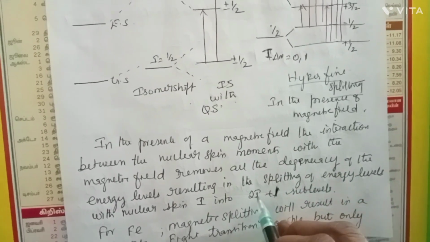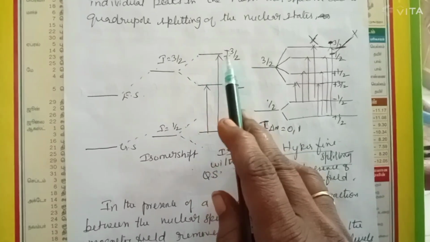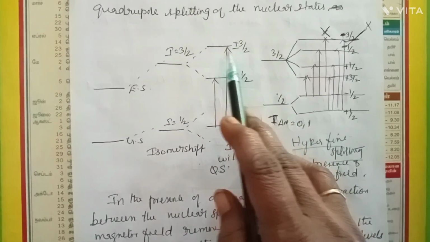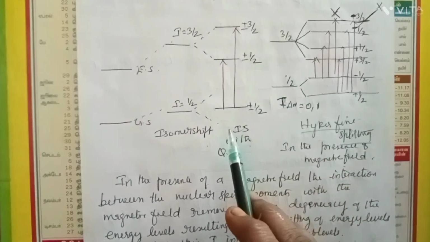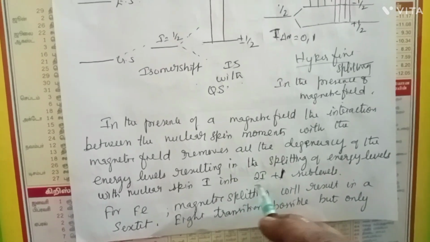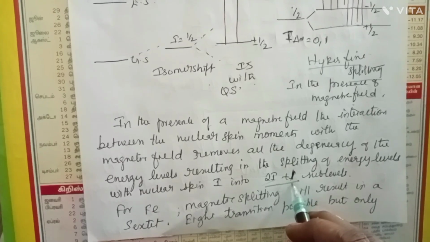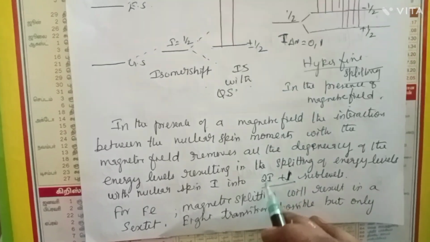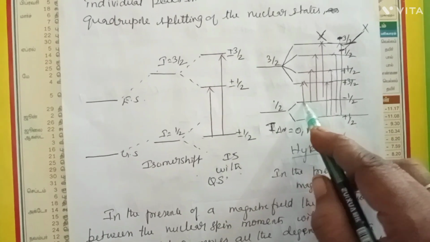So in the presence of a magnetic field, the interaction between the nuclear spin moment and the magnetic field removes all the degeneracy of the energy levels, resulting in the splitting of energy levels with nuclear spin I into 2I plus 1. So in the presence of a magnetic field, degeneracy is removed. That is, the energy levels are no more equal in energy. They are splitting. So the number of splittings is equal to 2I plus 1.